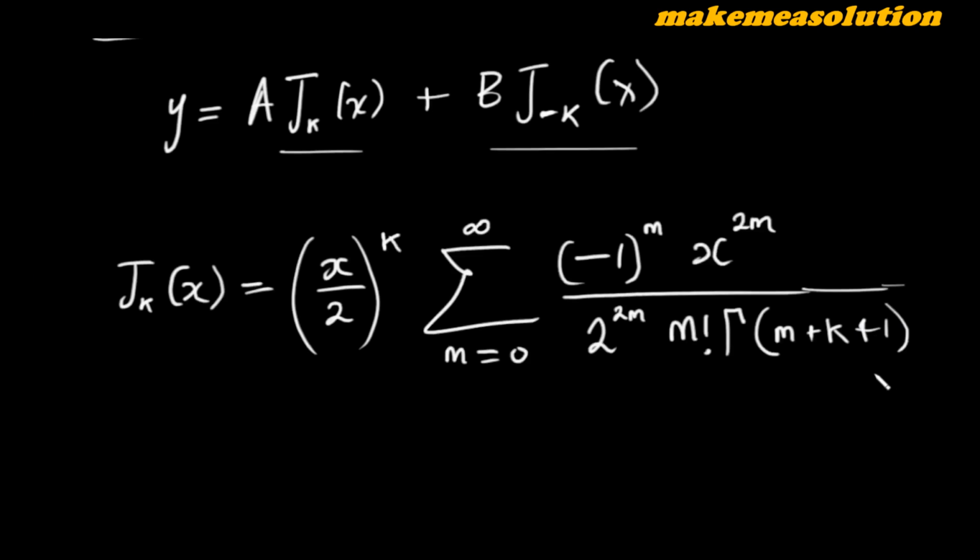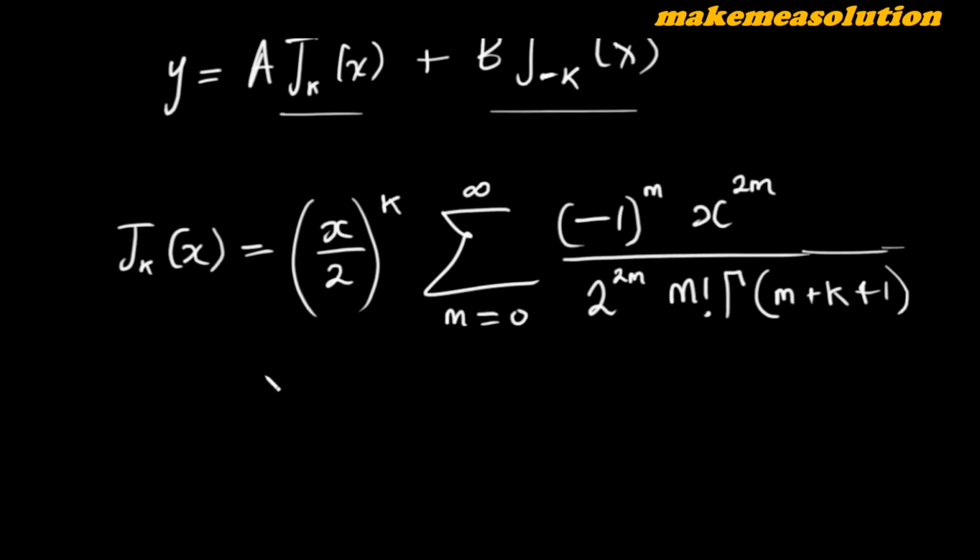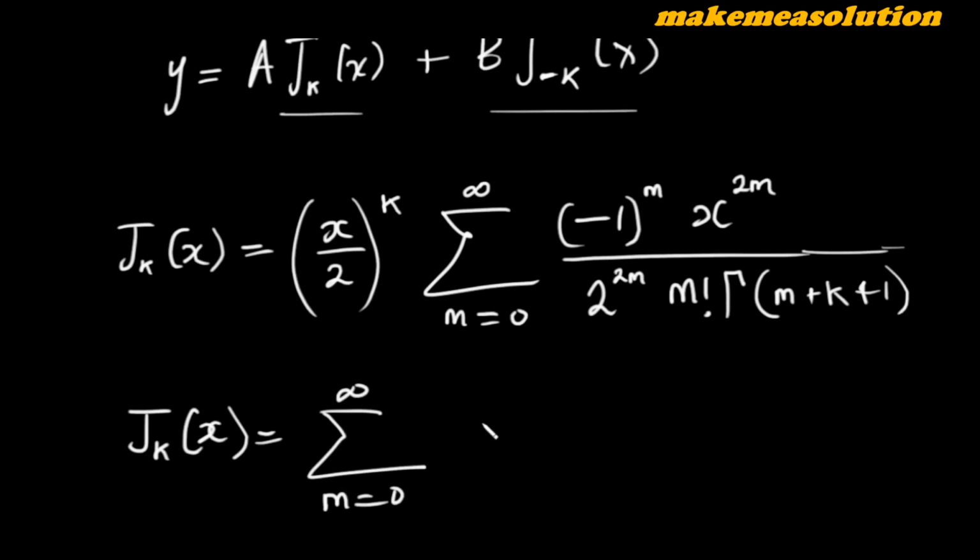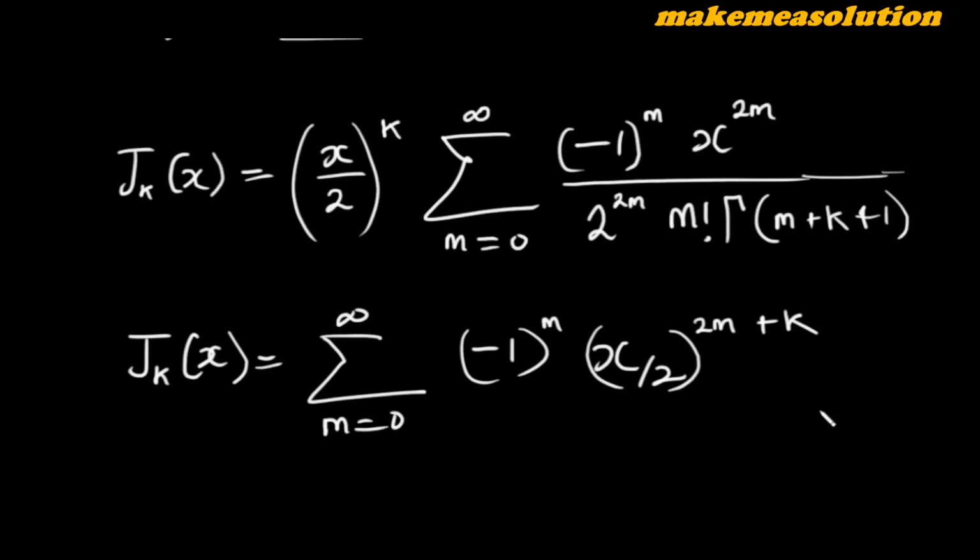Okay, so this formula is still very much the same as somebody writing it as J_k(x) is equal to the summation, m equal to 0 to infinity, (-1) raised to the power of m, times (x/2) all raised to the power of 2m plus k, divided by m factorial, then gamma of (m plus k plus 1).